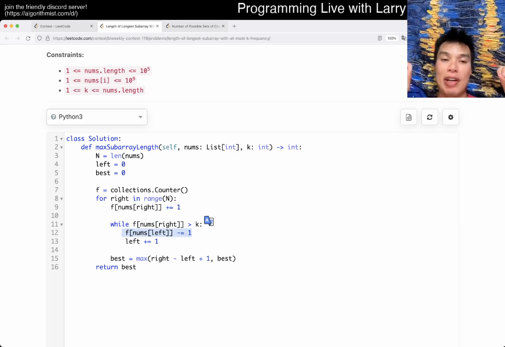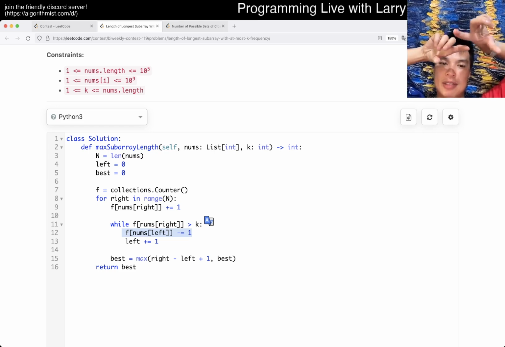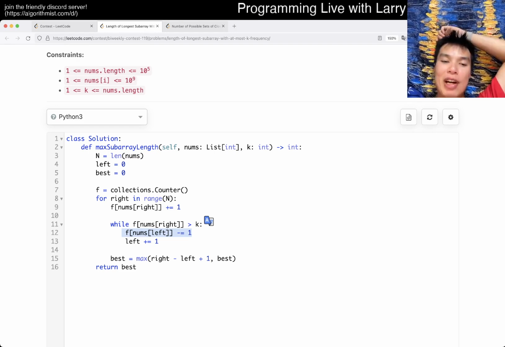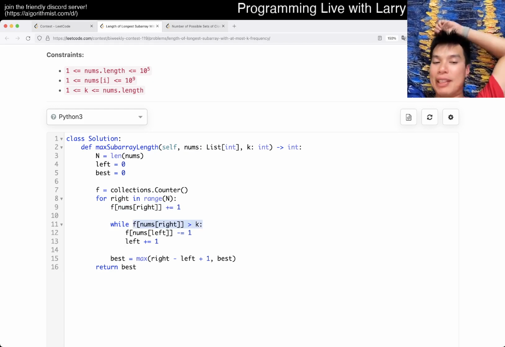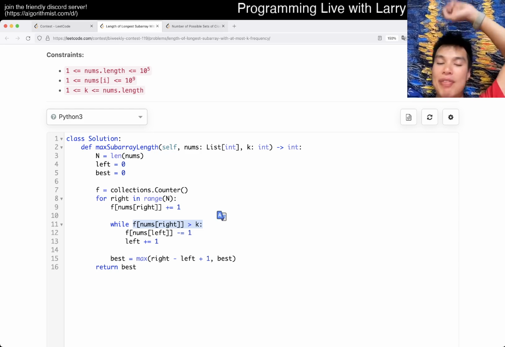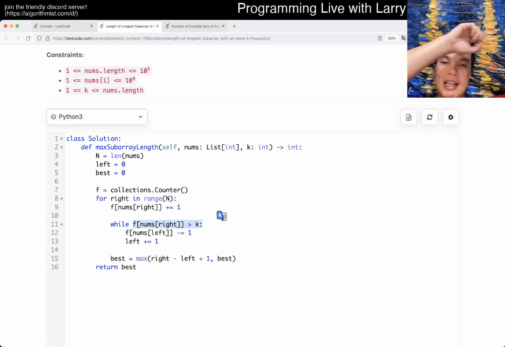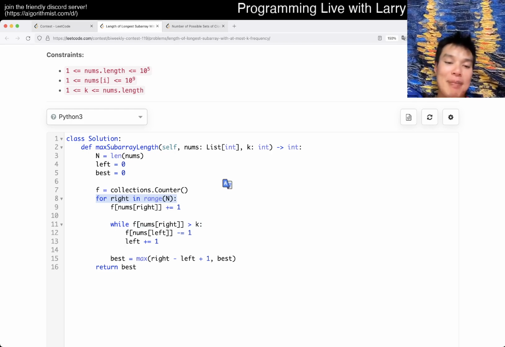And then the other thing with the loop invariant is, why don't we have to check the size of this? Because here we only increment the frequency of nums sub right, and when we do, only the frequency of nums sub right can be bigger than k. Everything else has to be already less than k because of the previous loop invariance of this loop. So yeah, that's basically the idea.